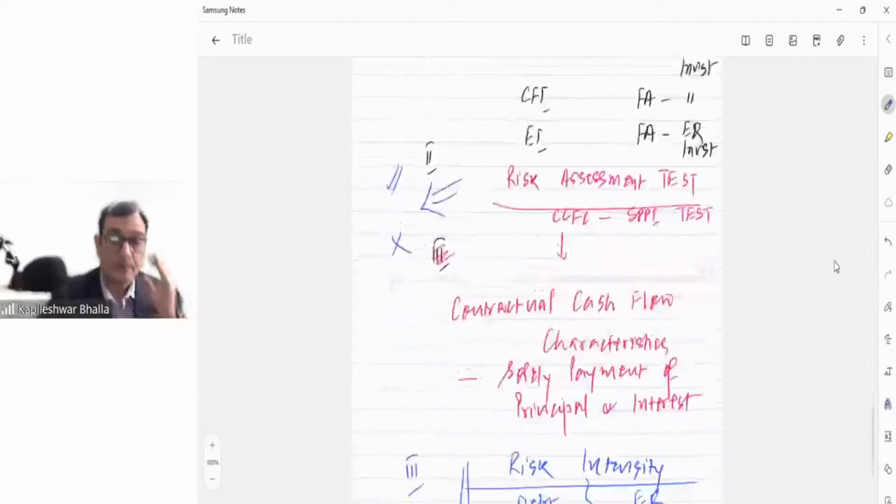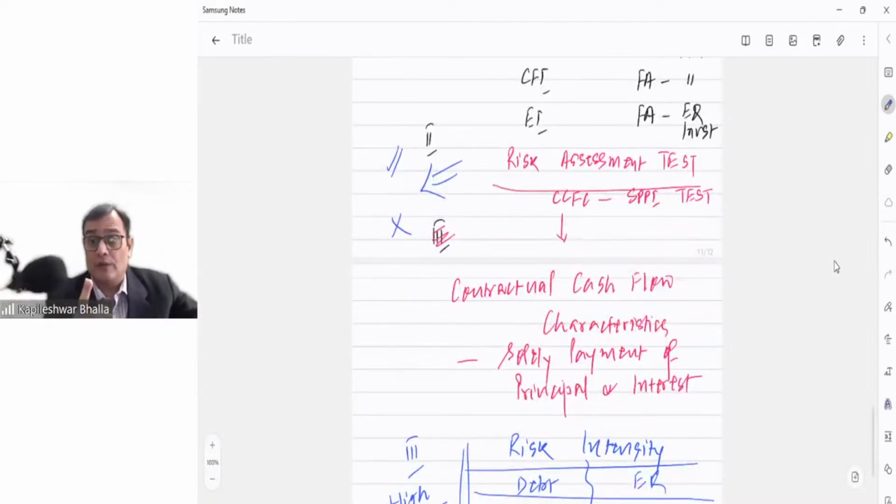Second, now there are going to be 2 kinds of risk tests. Step number 2 is on the risk assessment. And step number 3 is on risk intensity.